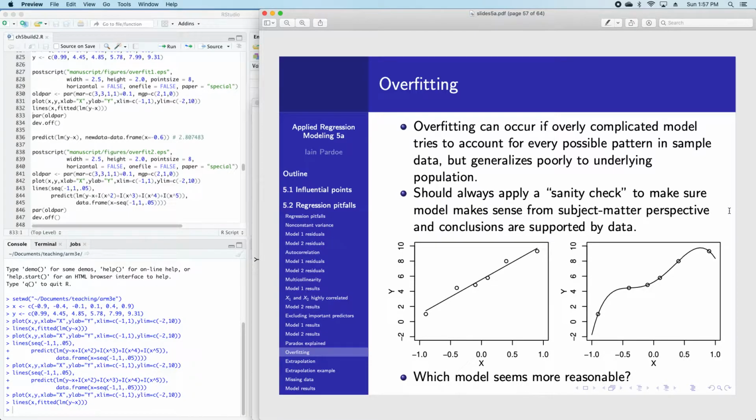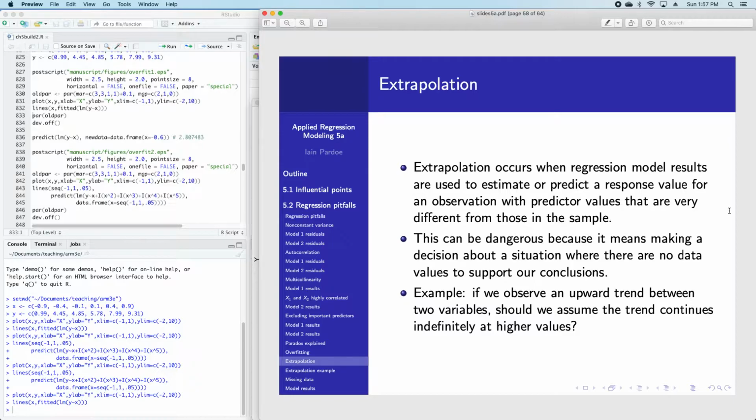Okay, so that's overfitting. Let's move on to extrapolation. So extrapolation, this is when we're using our model results to estimate or predict a response value for an observation or a group of observations with predictor values that are very different from those in the sample. And so what we're trying to do here is use the model for a purpose that it wasn't really designed for. We're trying to make a prediction well outside the scope of the model. And that's dangerous because we've actually got no data there to support our conclusions.